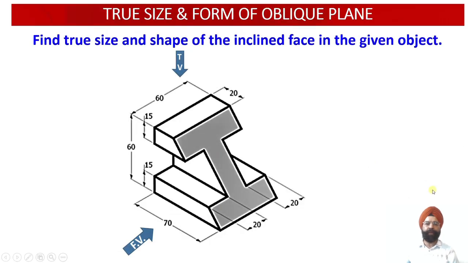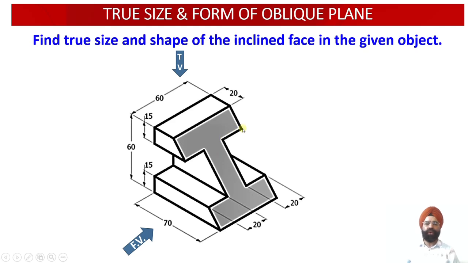Now here we have been provided with a section solid which has been cut by an auxiliary inclined plane. This is an inclined surface that we are left with, and we are required to evaluate the true shape and size of this particular inclined cut section surface of the solid.